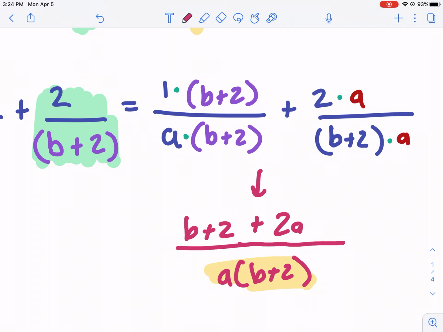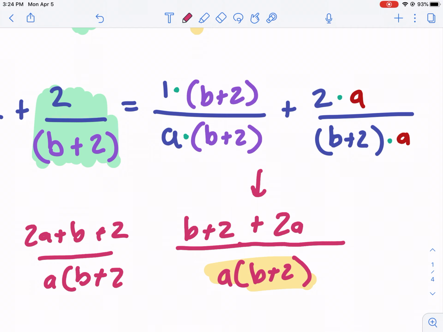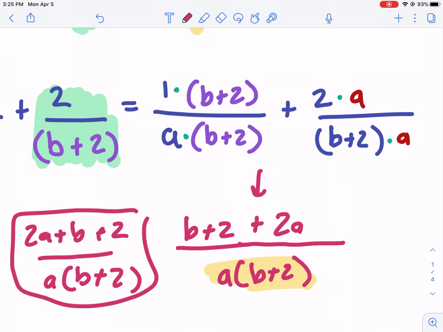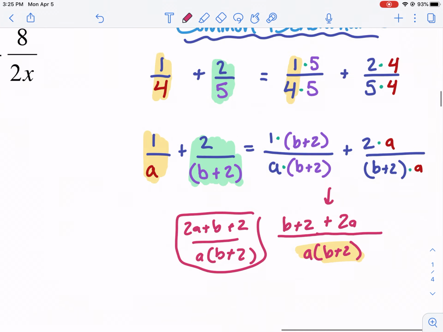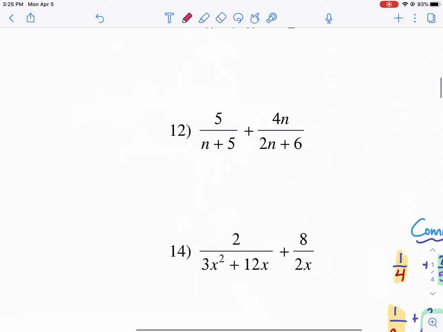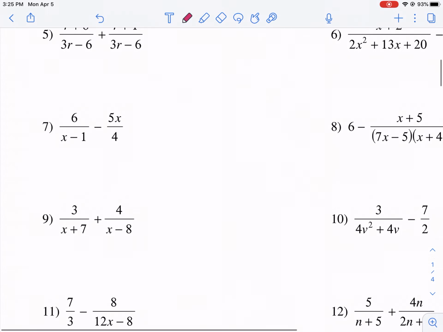So technically the top is about as simplified as it can be. I could rearrange the letters a little bit. So 2a plus b plus 2 over a times b plus 2. And that would be my final answer. You could factor or reduce if possible. In this case, it's really not. So we're done. But the main principle is we can multiply the bases together to find a common denominator.